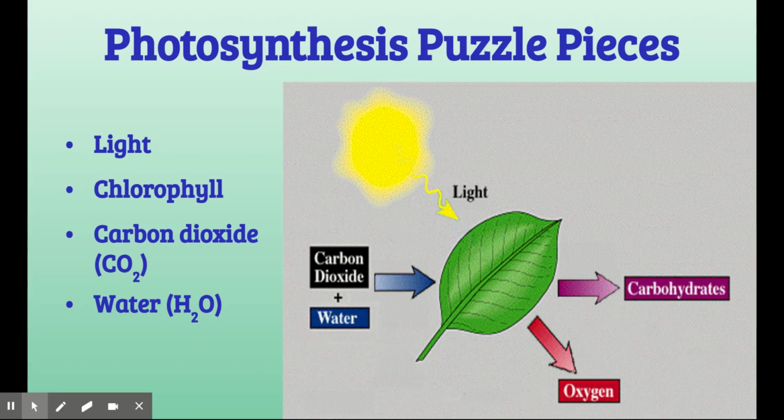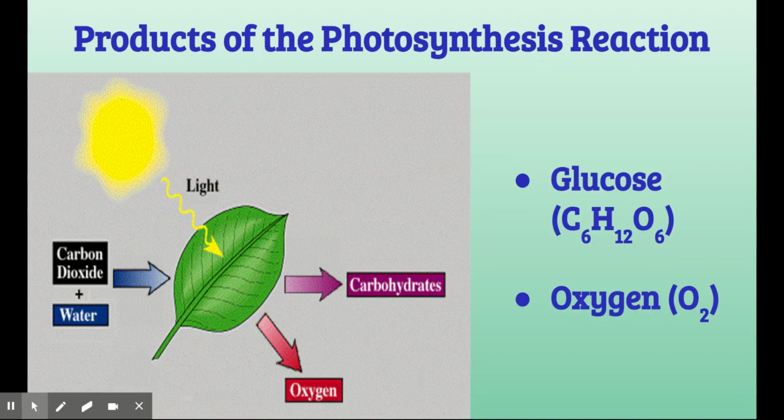So just know that the carbon dioxide comes from the air around the plant or the producer, and the water in plants comes in through the roots and up to the leaves. Once all of those pieces are in place and the chlorophyll has trapped light energy from the sun, the photosynthesis reaction can happen, and it produces the carbohydrates and the oxygen. Those products are glucose, and there's the chemical formula again, and the oxygen gas.